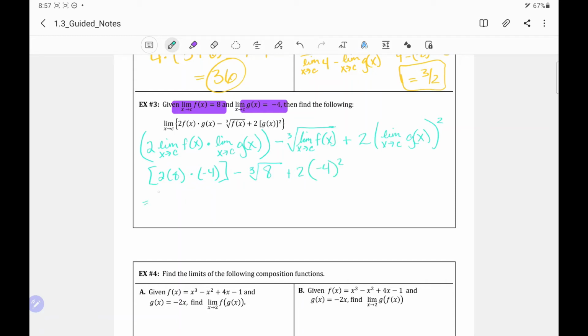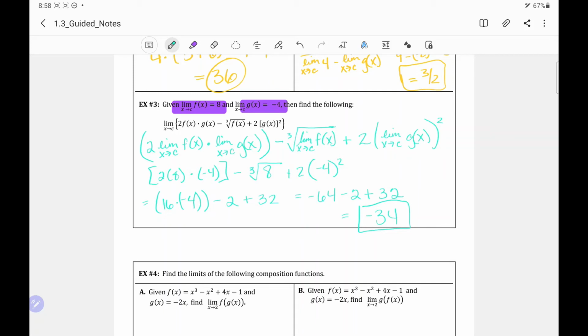So let's simplify this down. 2 times 8 is 16, times negative 4, minus the cube root of 8 which is 2, plus negative 4 squared is 16, times 2 is 32. 16 times negative 4 is negative 64. So we've got negative 64 minus 2 plus 32. So negative 66 plus 32 equals negative 34 is our final answer. And I don't like the way the box went around that. There we go. So there's our final answer for that one. Notice that we basically used our old basic order of operations and we applied all of these properties.